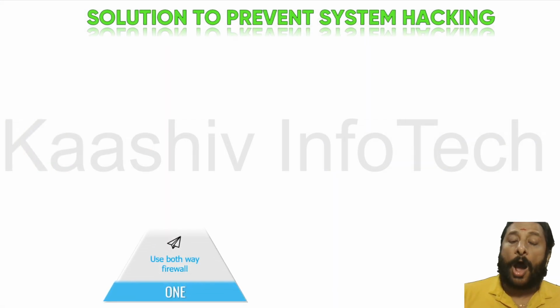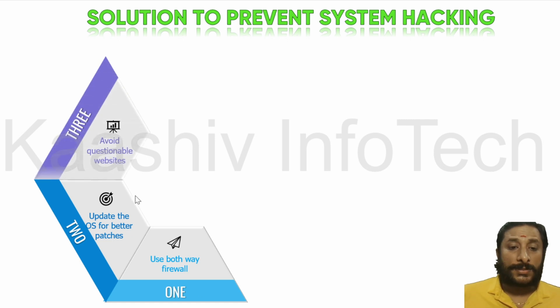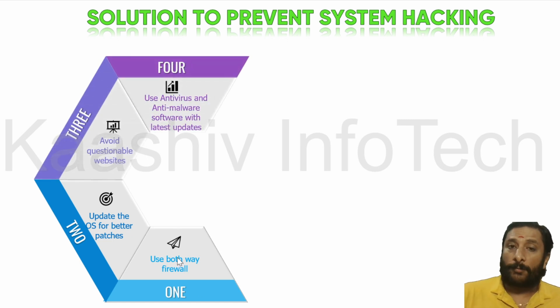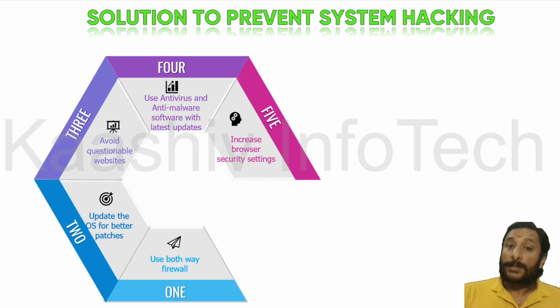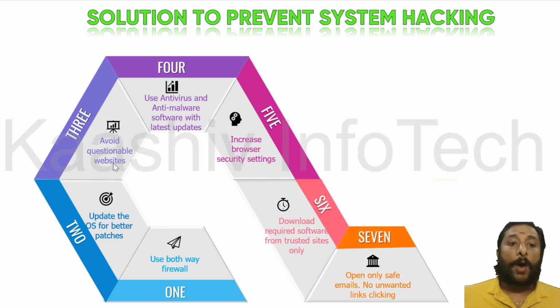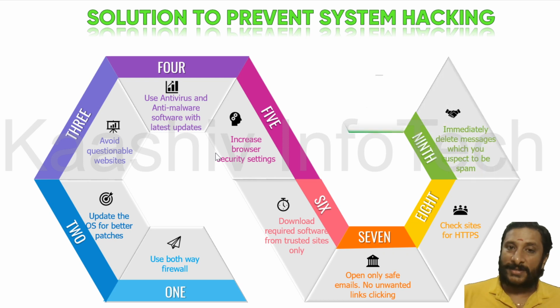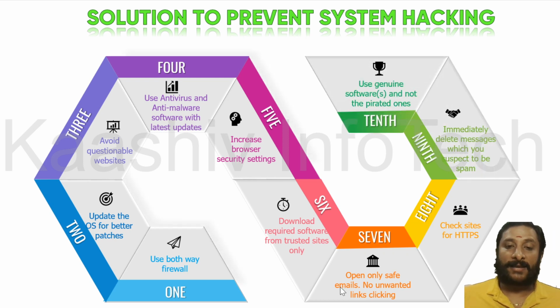Now let's talk about how to prevent system hacking. Here is the solution. Use both-way firewalls, so activate your firewalls. I'll talk about firewalls later. Update the operating system for better patches. Avoid questionable websites, don't enter unwanted sites. Use antivirus with the latest patches. Increase the browser security, so the browser should be secure. Okay, security settings, everything proper.